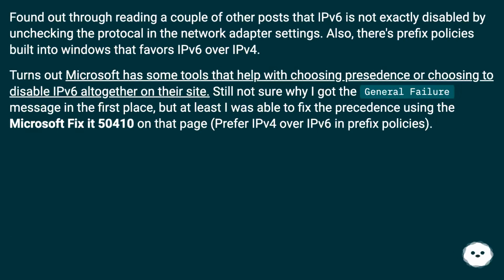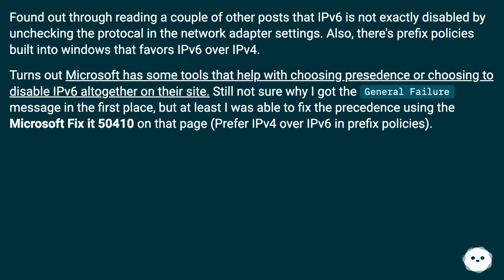Found out through reading a couple of other posts that IPv6 is not exactly disabled by unchecking the protocol in the network adapter settings. Also, there's prefix policies built into Windows that favor IPv6 over IPv4. Turns out Microsoft has some tools on their site that help with choosing precedence or choosing to disable IPv6 altogether.